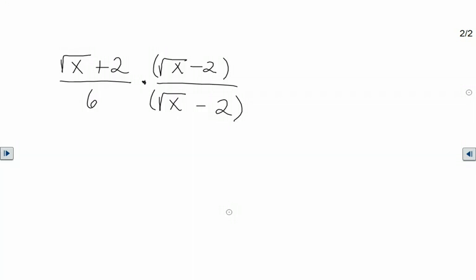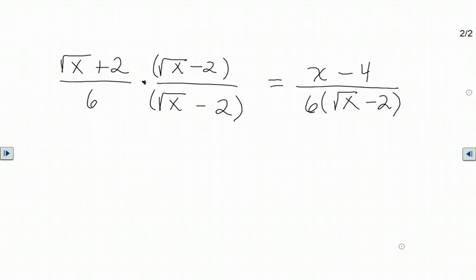And that'll give you what on top? x minus 4 over 6 square root of x minus 2. Now, why? Because limits are different. And with limits, you're trying to get to, the limit as x approaches 0. And you're trying to find the limit of, I don't know, blah, blah, blah over x.